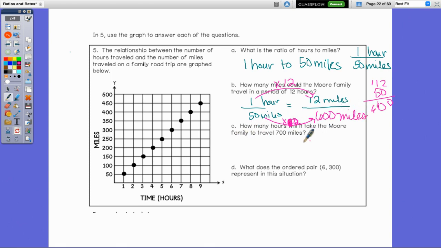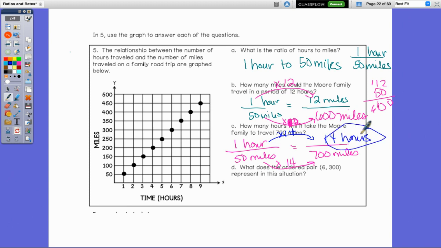Next, they want you to do how many hours will it take the Moore family to travel 700 miles. So I have 1 hour, 50 miles equals, I don't know how many hours, 700 miles. What do I do to 50 to get to 700? You need to multiply it by, because I'm a math magician, 14. Whatever I do to the bottom, I do to the top. So I'm going to multiply by 14, and I find out they can travel 700 miles in 14 hours.